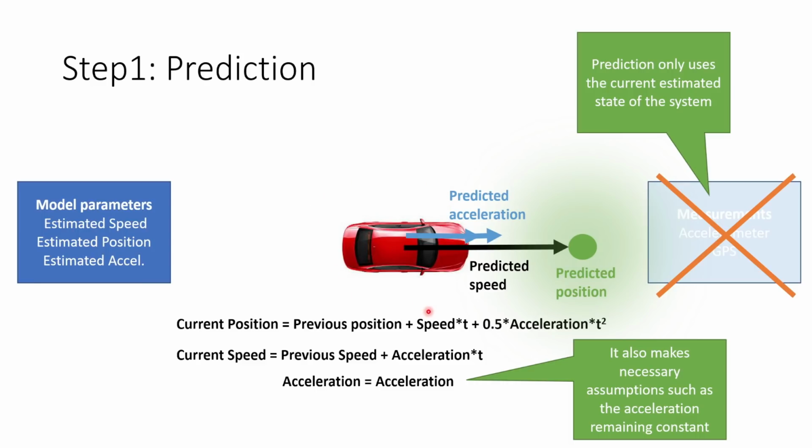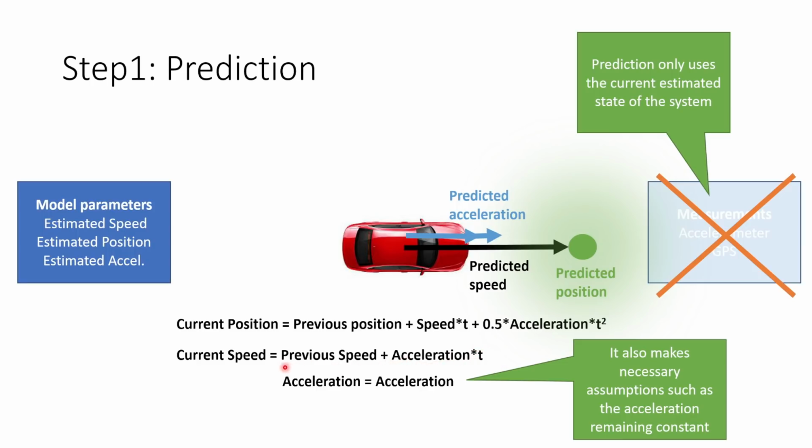And if we know these things, we can predict what we think the position will be based on these parameters. So our current position is going to be our previous position plus our speed times the time step plus a half of the acceleration times the square of the time step. Our current speed is going to be our previous speed plus acceleration times the time step. And we also need to make an assumption about acceleration.